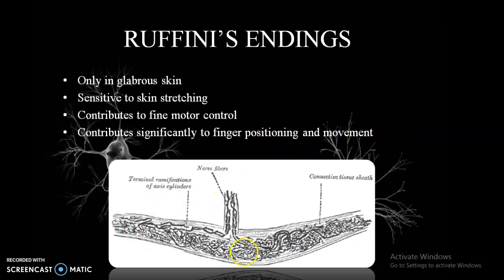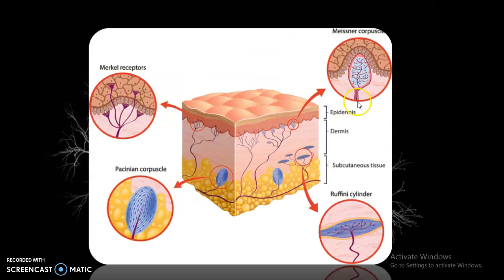You can see a diagrammatic representation of Ruffini's ending here. You can see the terminal ramifications, nerve fibers, and the connective tissue sheath. So these are the corpuscles or mechanoreceptors that we just discussed briefly: Meissner's corpuscle, Ruffini's endings, Pacinian corpuscle, and the Merkel receptors, which are all found in the skin. Epidermis, dermis, subcutaneous tissue. Within these layers of the skin, all these receptors are seen.